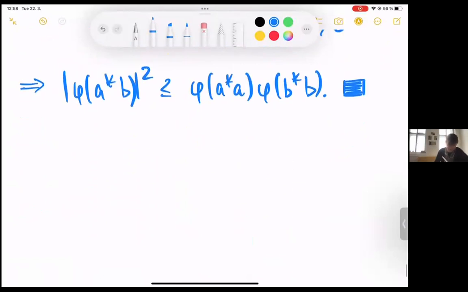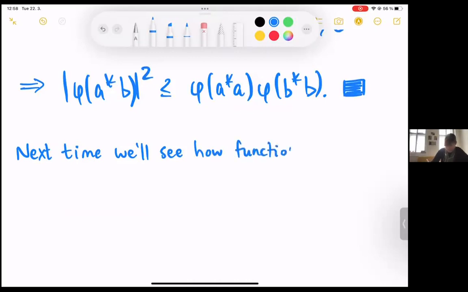Okay, so I'm just a bit out of time, so I'll just say that next time we'll see how functionals give us representations. And by representation, we just mean a representation of a C-star algebra as a concrete C-star algebra.